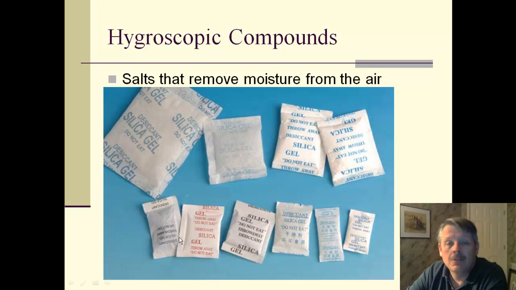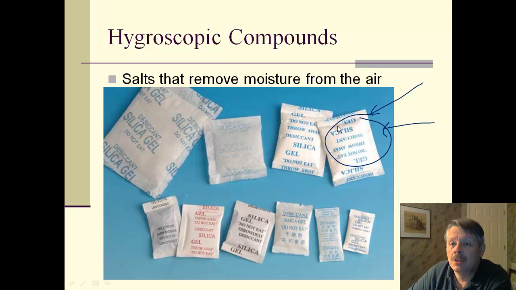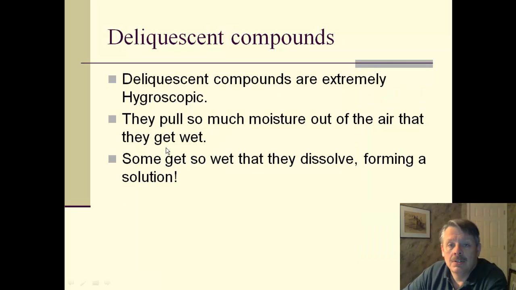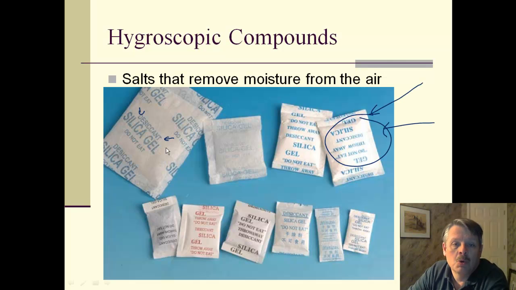All right, another term that you need to write down is hygroscopic compounds, and they're salts that remove moisture from the air. You've often seen them when you buy a pair of shoes or when you buy an electronic product. Often you will find one of these packets sitting in with the shoes or in with the electronic product, and what they're doing is they're sucking up the moisture, and they have this word on them called desiccant. All right, and a desiccant is something that soaks moisture up out of the air.